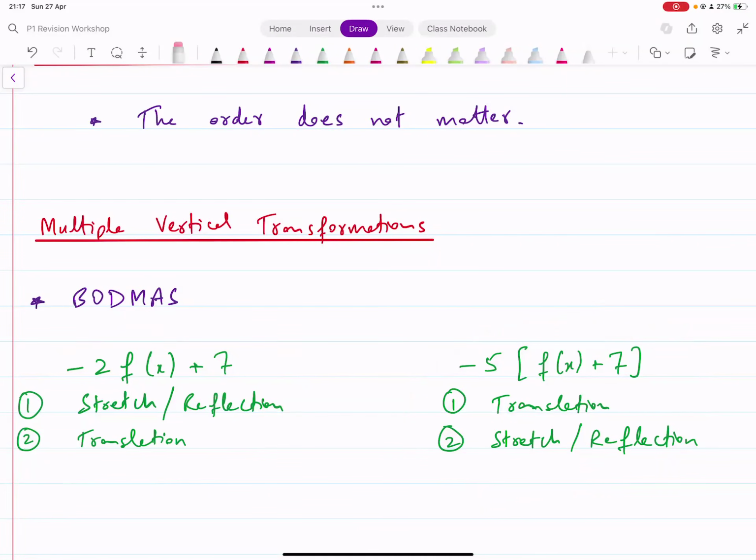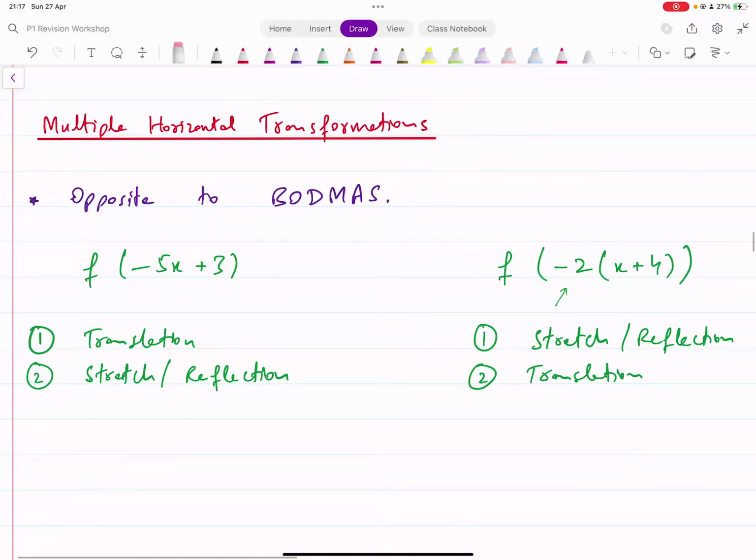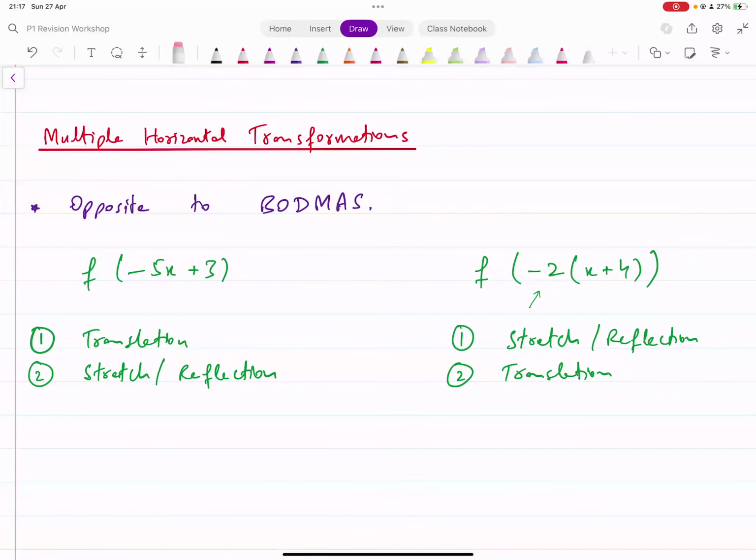In vertical transformation, you just have to follow BODMAS. In horizontal, however, you just do the opposite of that. You do the opposite of BODMAS. Whatever BODMAS says, you do the opposite of that.